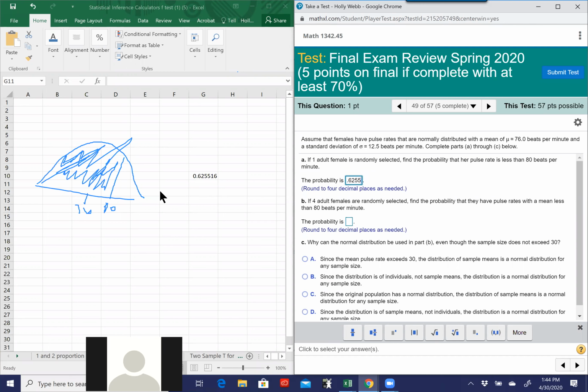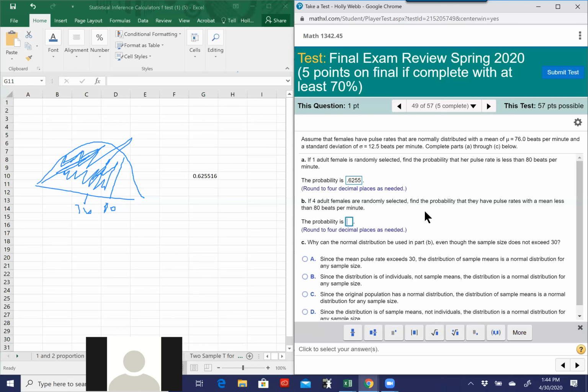If we wanted this unshaded area greater than 80, we could do 1 minus that and get that area to the right. But we want the area to the left because it's less than. Okay. All right, now 4 adults are randomly selected. Find the probability that they have pulse rate with a mean less than 80.